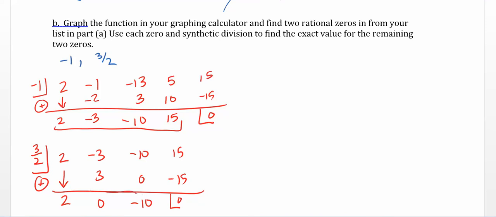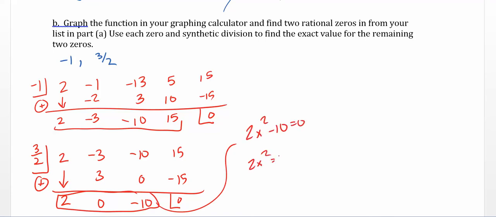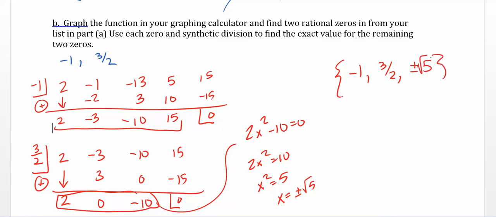So from here, this part down below, this would give me 2x squared minus 10 equals 0. So that would be 2x squared is going to be 10. So x squared has to be 5. So x would then be plus or minus the square root of 5. So when I'm all said and done, the zeros are -1, 3/2, and then plus or minus the square root of 5. Notice that this one, of course, won't show up in your list of part A because that is an irrational number. All right.